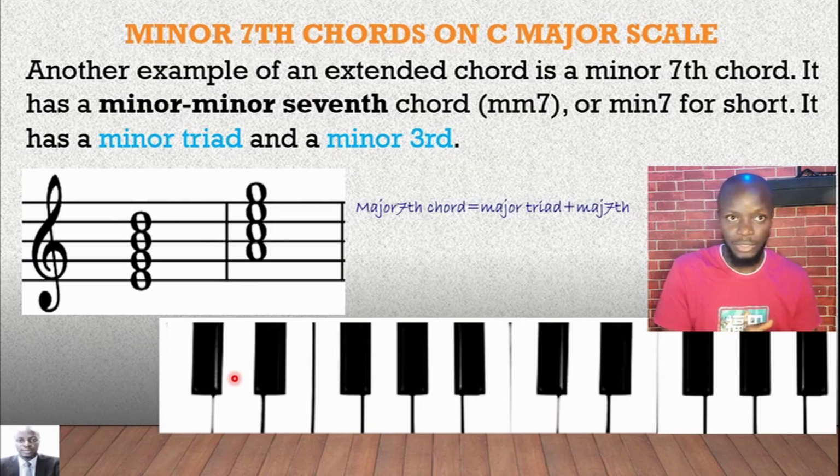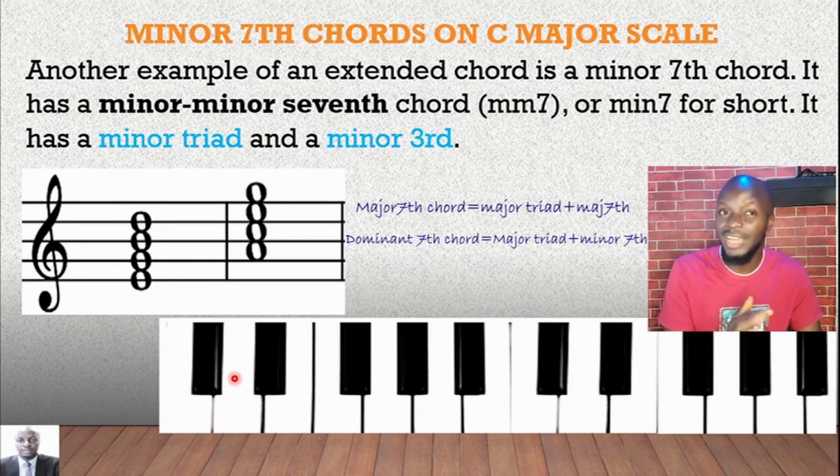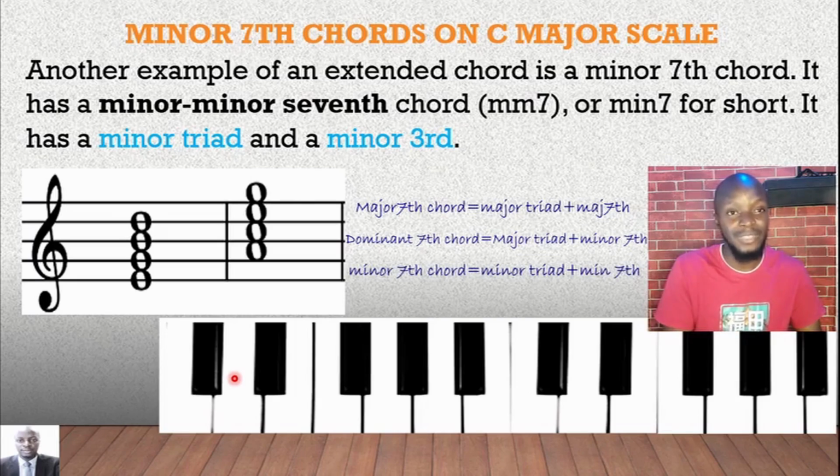Remember, a major seventh chord has a major triad and a major seventh, while a dominant seventh has a major triad and a minor seventh. Now, a minor seventh chord has the minor triad and a minor seventh. So try to get the difference between the three. It's very, very important. We're going to be talking about them in more detail as we progress.